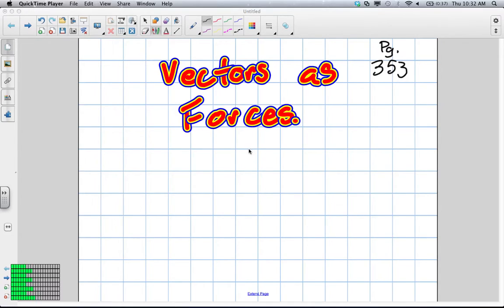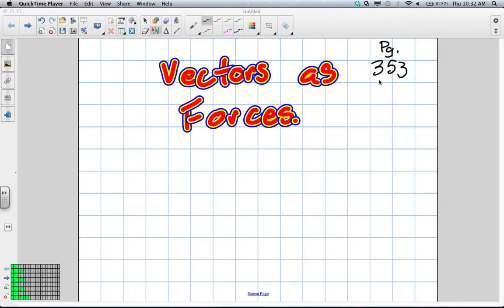Okay, so we're on chapter 7 now. We're talking about vectors as forces. We're on page 353. Two definitions we need to know is a resultant or composition of forces. And what that is, is what happens when two forces act upon each other. What is the resultant force?